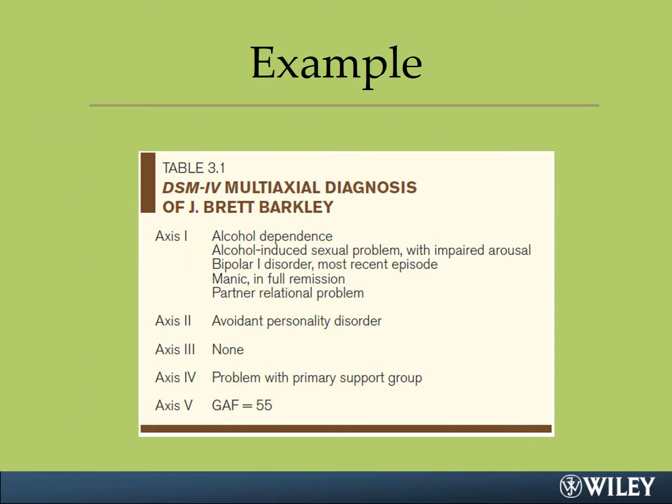Example: Table 3.1, DSM-4 Multi-Axial Diagnosis of J. Brett Barkley. Axis 1: alcohol dependence; alcohol-induced sexual problem with impaired arousal; bipolar 1 disorder, most recent episode manic, in full remission; partner relational problem. Axis 2: avoidant personality disorder. Axis 3: none. Axis 4: problem with primary support group. Axis 5: GAF equals 55.